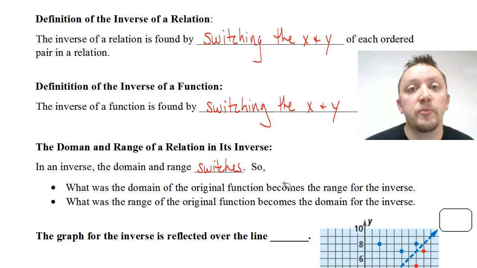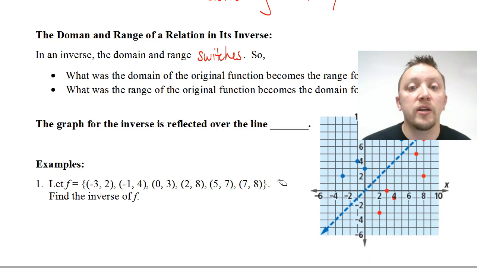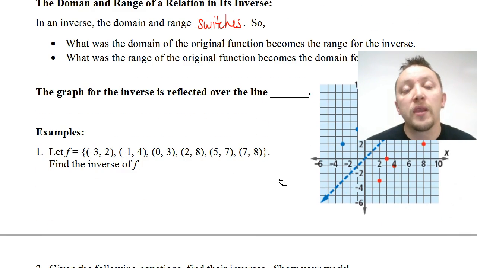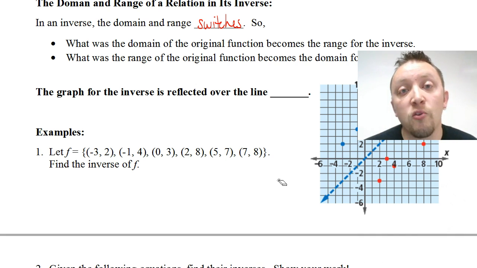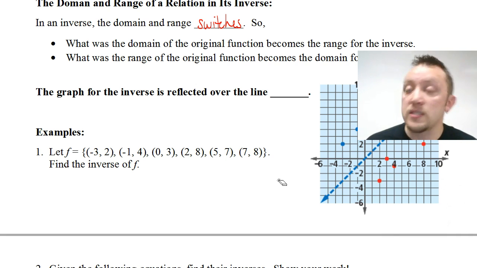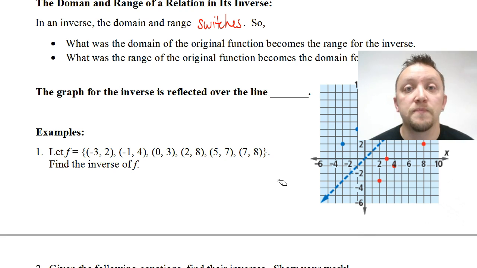Let's look at some other examples so you can see how this is going to work. Now we're going to look more at a relation and finding its inverse, which again is pretty easy. We're also going to look at what happens with the graph when we look at an inverse and its original relation. Let's go ahead and look at this example, and then we'll look at some equations and finding the inverse of those equations.